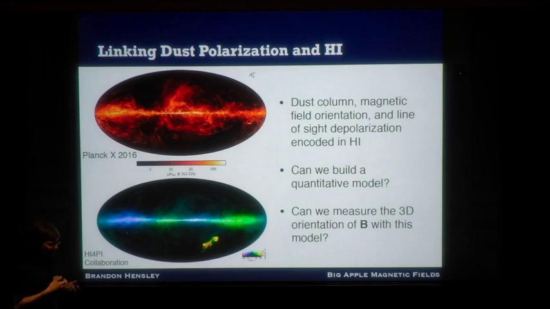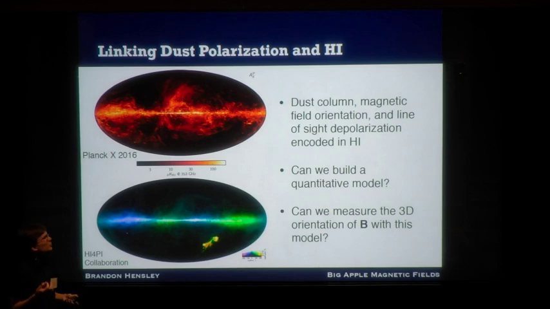The H1 is also, as we've seen, a really good indicator of what your magnetic field orientation is. Also, using the orientation at different velocity slices in the H1 can give you some indication of how disordered your field is along your line of sight, which affects things like your dust polarization fractions. And so, we have all this information in the H1, so we'd like to relate the H1 maps to the dust polarization maps in a very quantitative way.